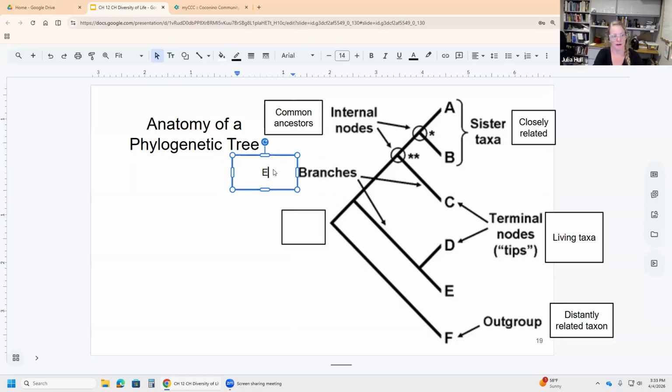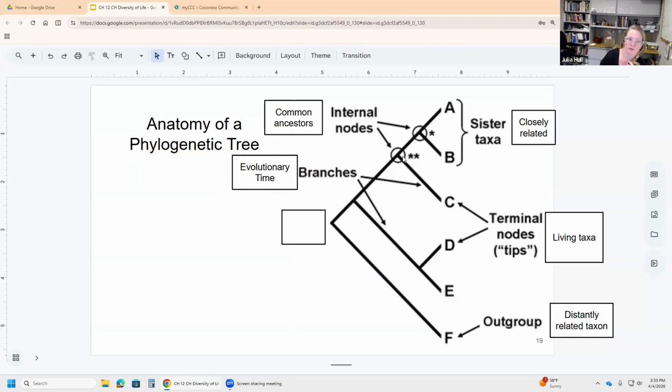Our branches are representative of evolutionary time that show how long it has been since the common ancestor of those organisms diverged. If we're looking at taxon C and D, to get to the common ancestor of C and D, we have to go back along here, but we haven't found where D intersects, so we have to go back this way even further. The common ancestor of C and D is going to be way back here.